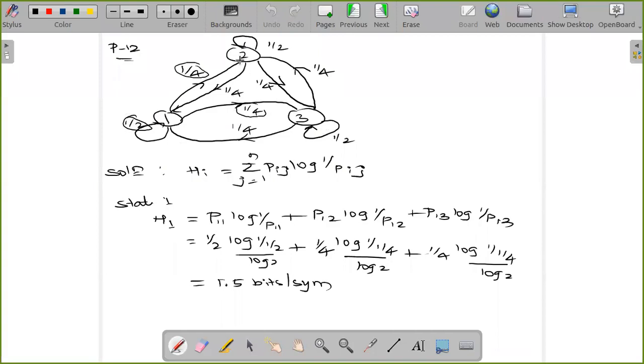So what is P21? This is the second state. From 2 to 1 it is going with the probability of 1 by 4, and 2 to 2, which remains in the same state, with the value of 1 by 2, and 2 to 3 with 1 by 4. Now we'll see.